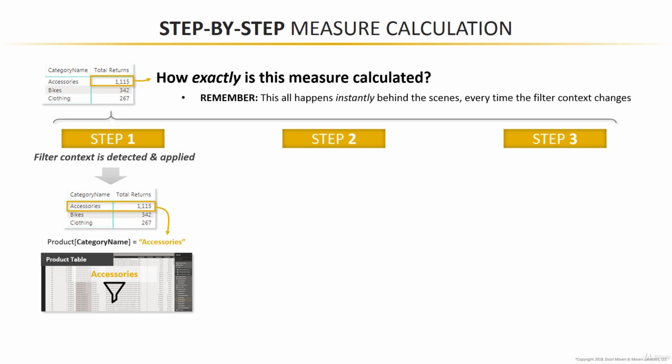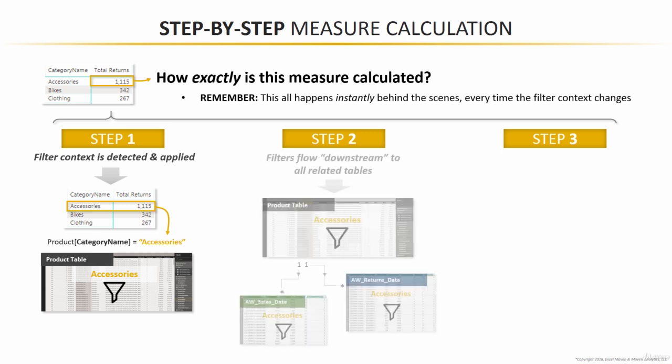So this is where Power BI looks at the filter context for that particular value and says, okay, I'm being asked to only care about rows where the category name in my product table equals accessories. As a result, that product table gets filtered down to the point where you're only left with accessories rows. And from there, we move into step two, which is where that filter context of category name equals accessories flows to all downstream related tables.